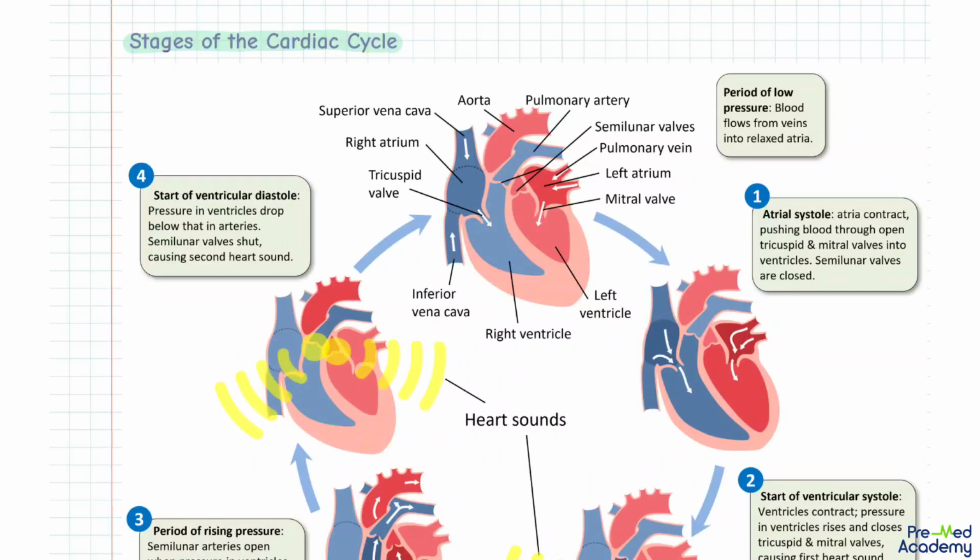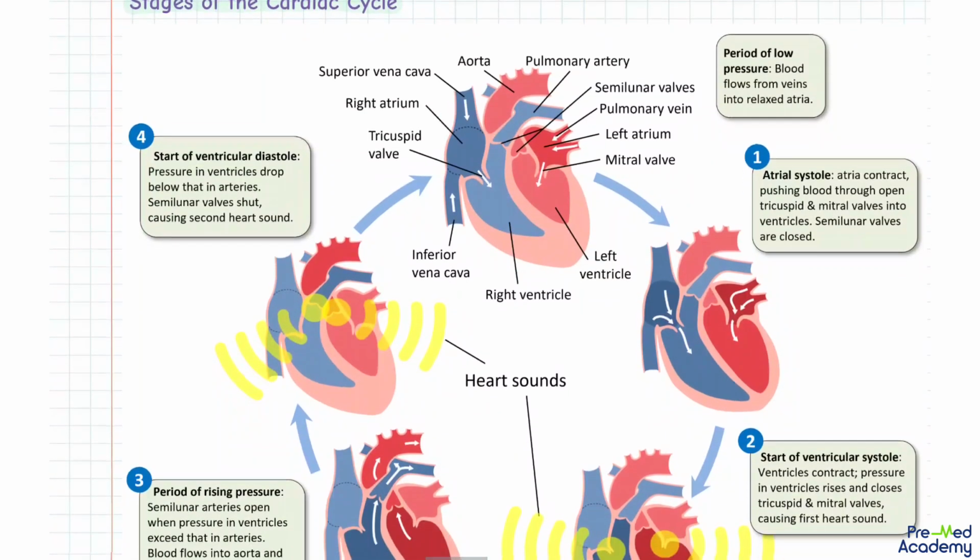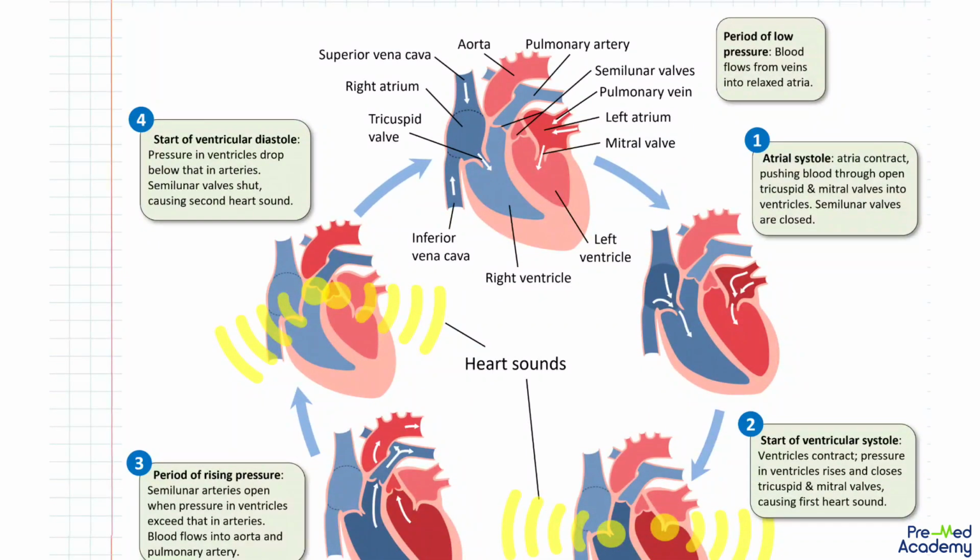Since it is a cycle, it is a bit difficult to decide from where to start describing the cycle. We will arbitrarily start describing it from the point depicted here at the top. At this point, the AV valves are open, the semilunar valves are closed, and blood flows into the heart. But how exactly is the blood flowing into the heart?